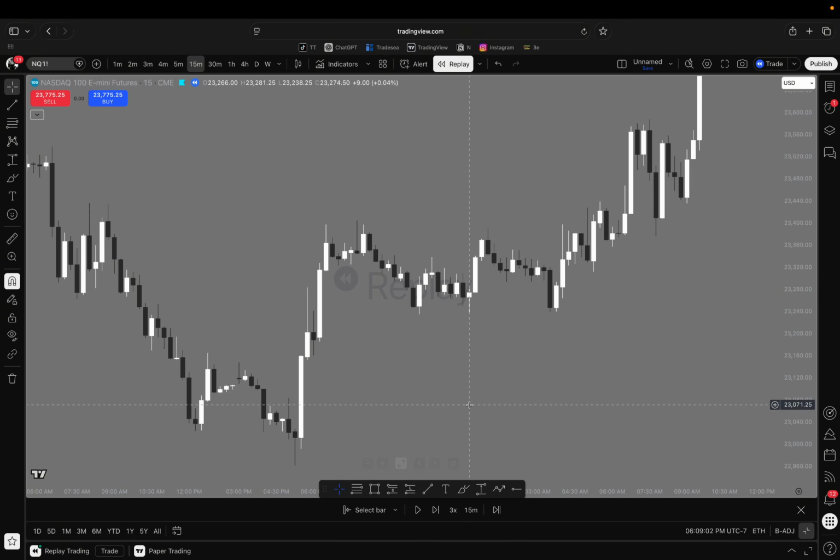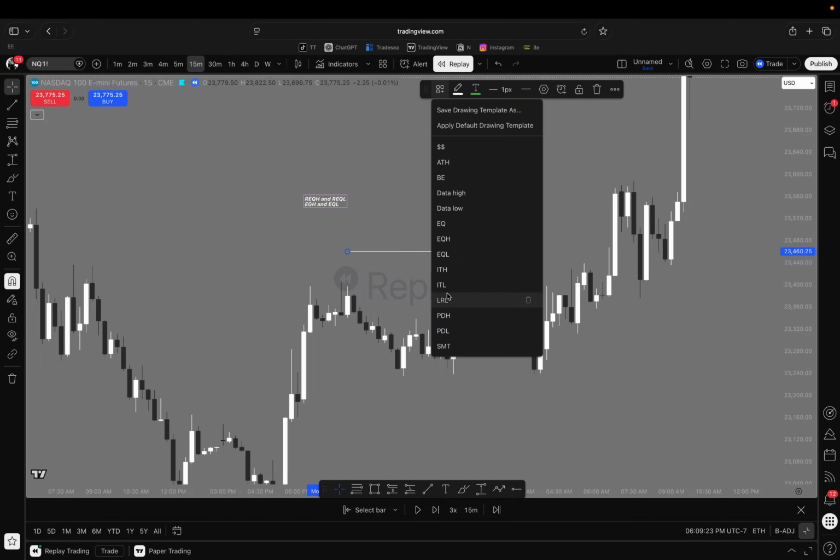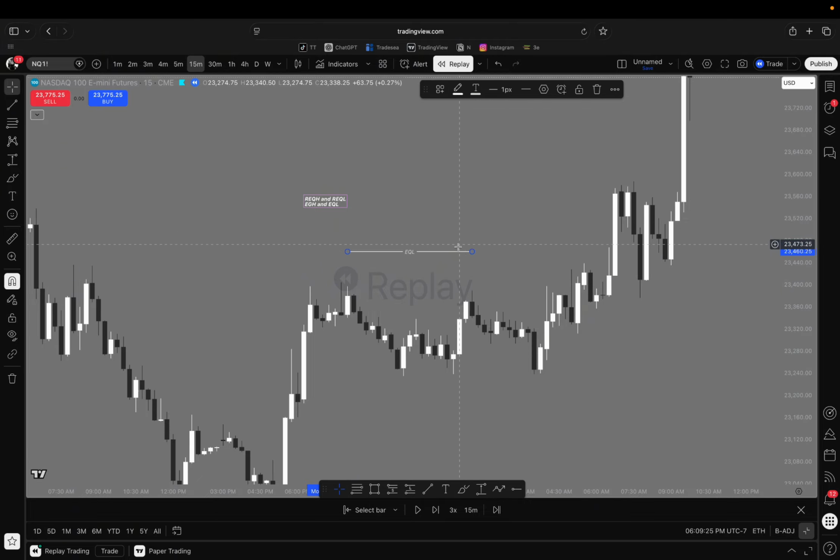Okay, I want to cover equal highs, equal lows, relative equal highs, and relative equal lows. These are how you mark them out. This is how I have them on my formatting, right?